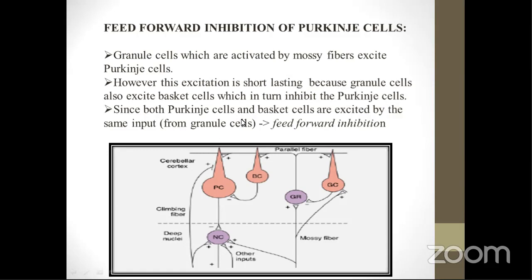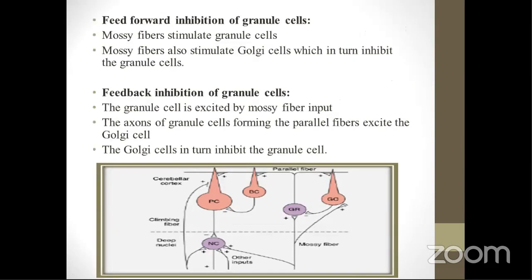So since both the Purkinje cells and the basket cells are excited by the same input, this granule cell is going to excite the basket cell also, and it is going to excite the Purkinje cell also, which has an inhibitory output. So this particular property is termed feed forward inhibition. So this is a property which is given to Purkinje cells.